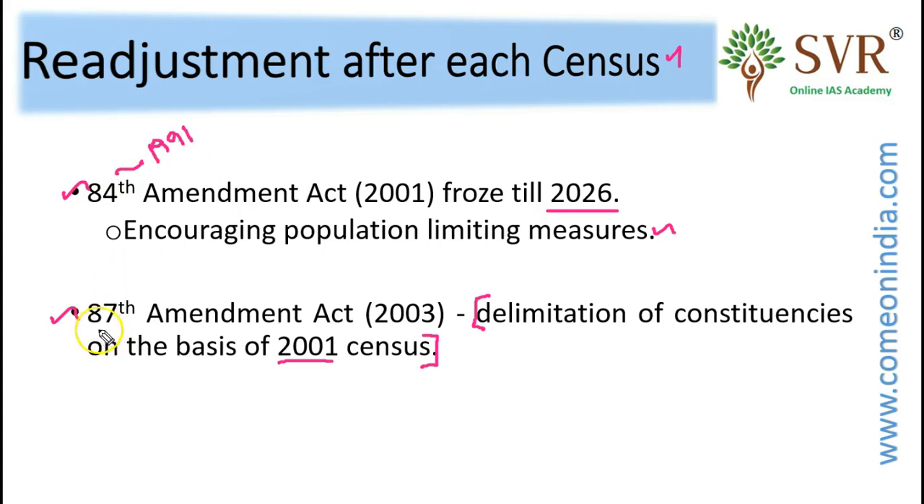But this 87th Constitutional Amendment Act has provided the delimitation on the basis of the 2001 census. But this delimitation can be carried out without altering the number of seats allocated to the states. So the 87th Constitutional Amendment Act is in accordance with the 84th Constitutional Amendment Act. These two factual data were important from the perspective of preliminary examinations.